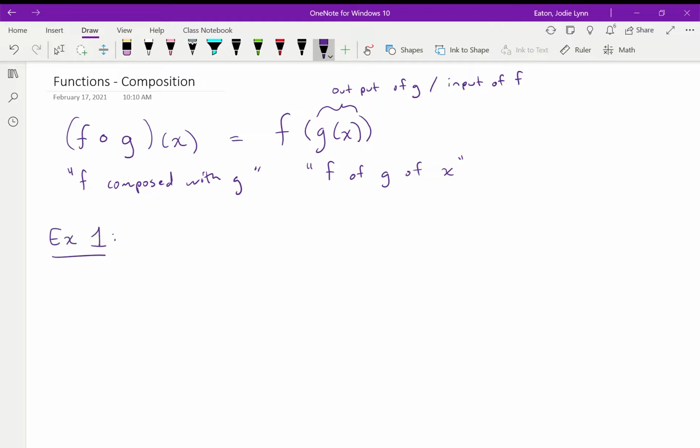Let's take a discrete function on a couple of points. Let's say g of x maps 1 to 2 and 3 to 4. Then let's say f of x maps 2 to 7, 3 to 8, and 4 to 9.